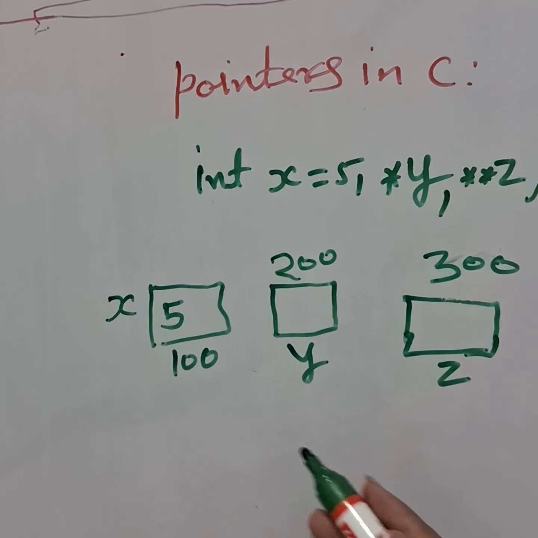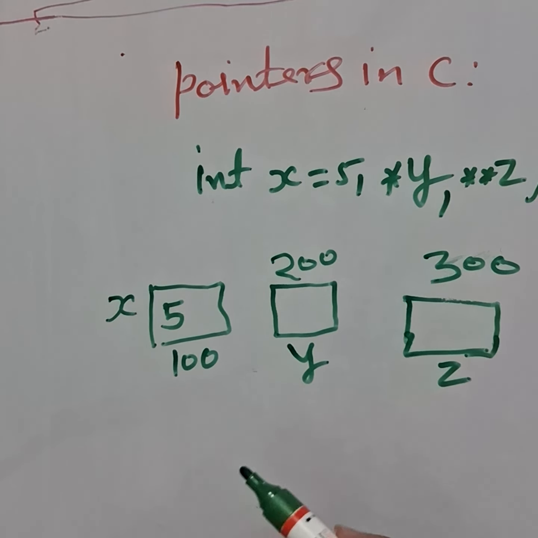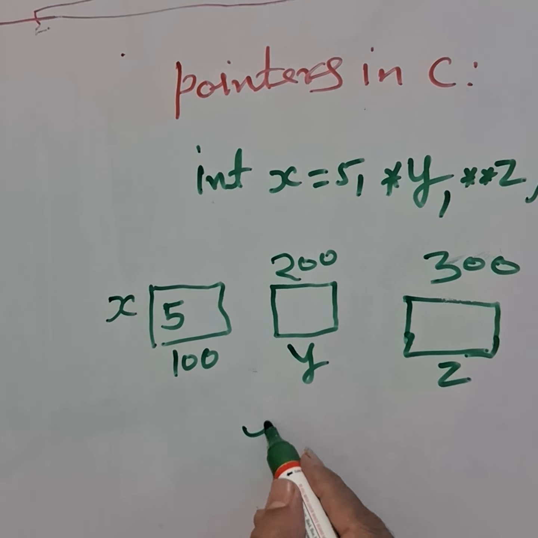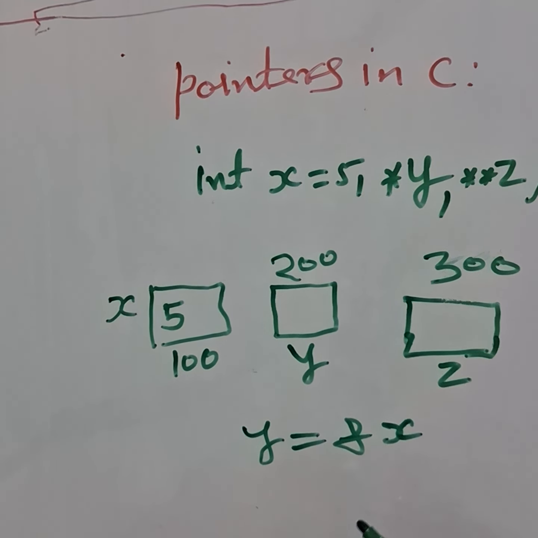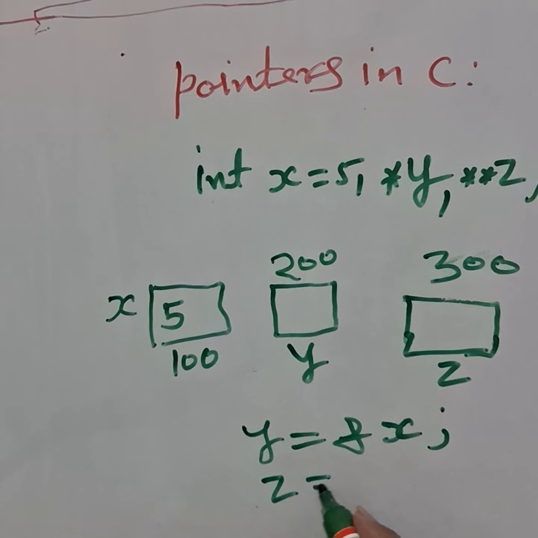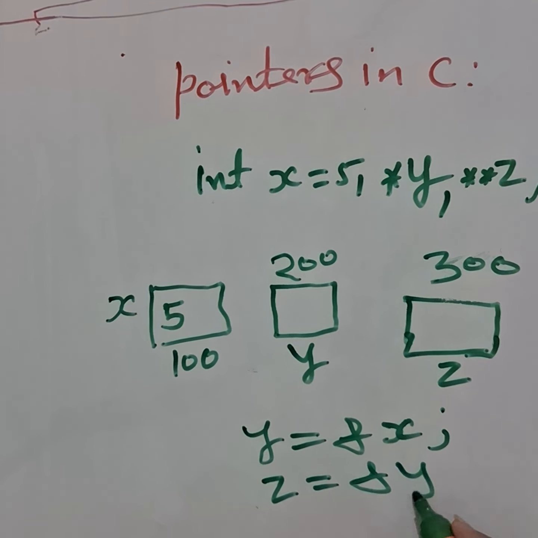Now suppose after the above declaration, we write y is assigned the address of x, right? This is one statement in C, and there is another statement we write: z is assigned ampersand y, that is, in z we are storing the memory location of y.